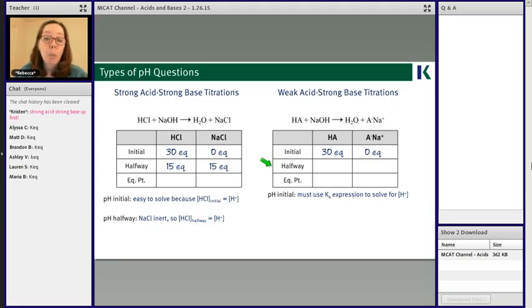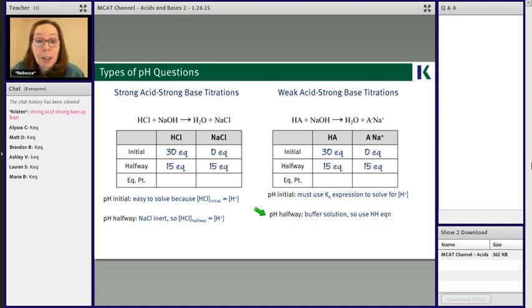Halfway through our weak titration, we still have 15 equivalents of our weak acid. We've made 15 equivalents of our salt. But we're going to use the Henderson-Hasselbalch equation to calculate this. Now, I know many of you just had a very bad reaction when I said that. We're going to see how straightforward this is to use. It's much more friendly to calculations than you might think once you understand what it is.